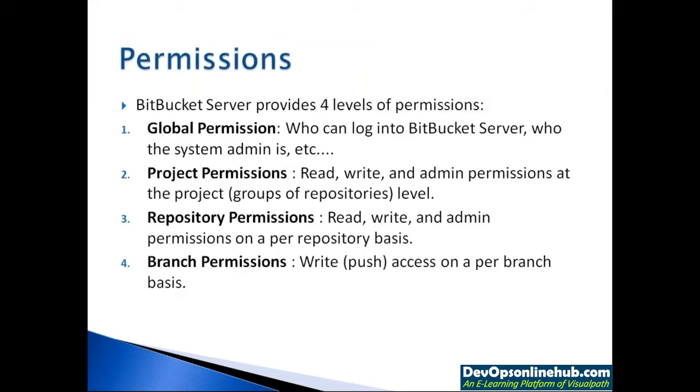There are four types of permissions provided by Bitbucket. First one is global permission, second one is project permission, third is repository permission, and fourth is branch permission. So what is the global permission? Global permission is nothing but we can say the admin permission, who can access everything from the Bitbucket dashboard, like creating users, groups, assigning permissions, creating repositories, creating projects, and creating branches, push and pull code from local to remote, etc. Everything is covered in the global permission.